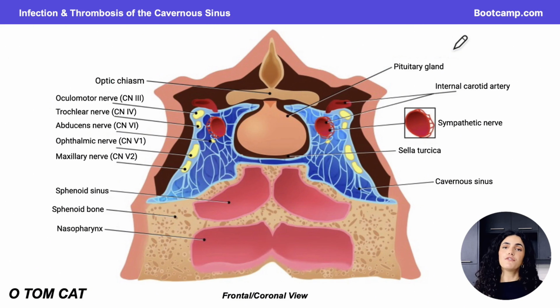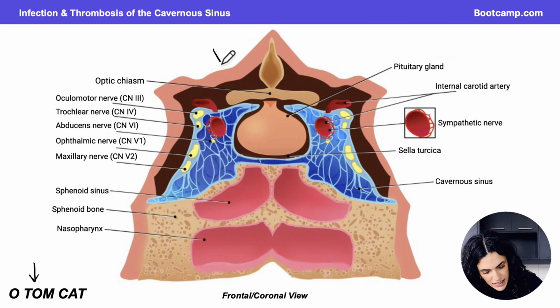sinuses. Now, in order to fully understand the clinical implications of an infection or a thrombosis of the cavernous sinus, it's important to note which structures are passing through the cavernous sinus. And an easy way to remember the structures is to use a mnemonic, OTOM-CAT. So I want you to have a look here at this frontal or coronal view of the cavernous sinus.